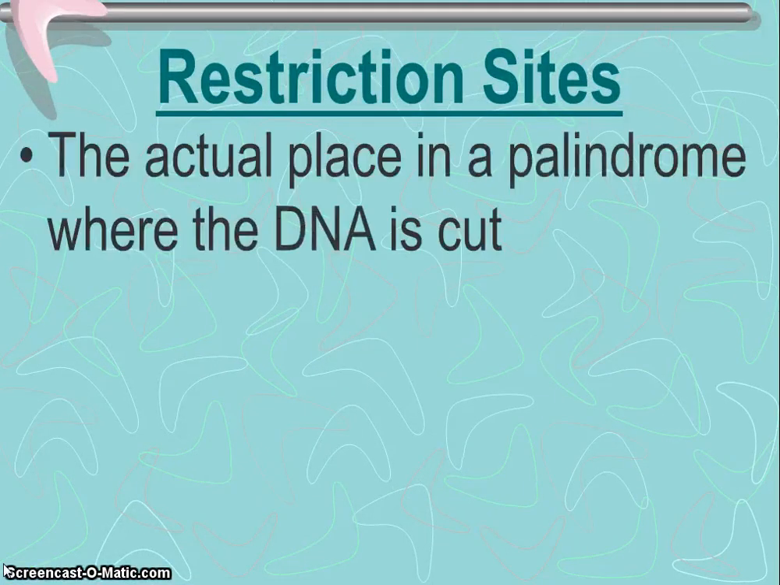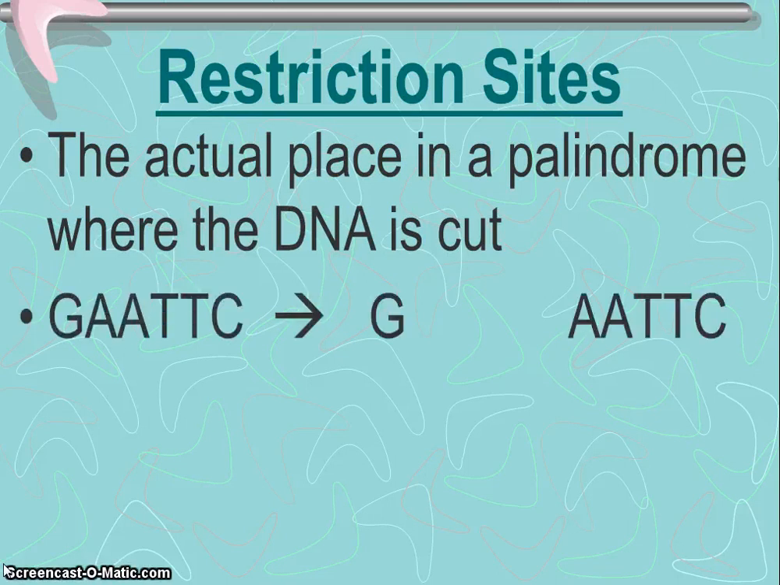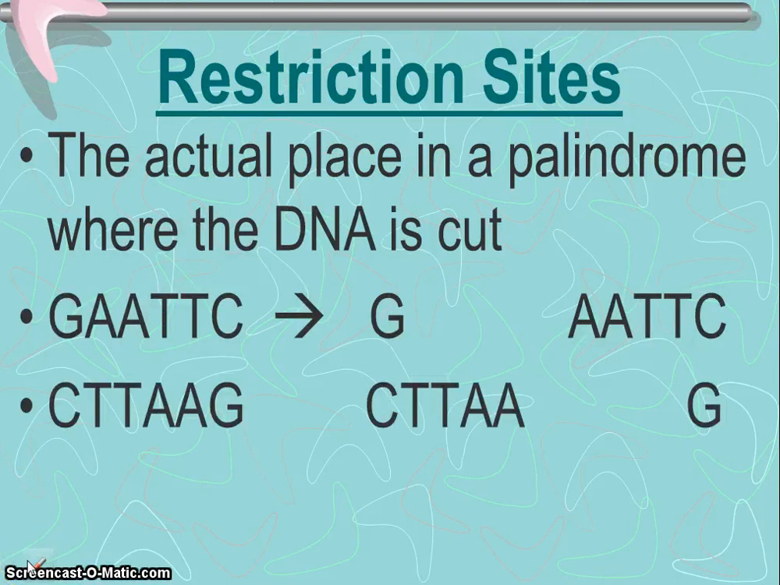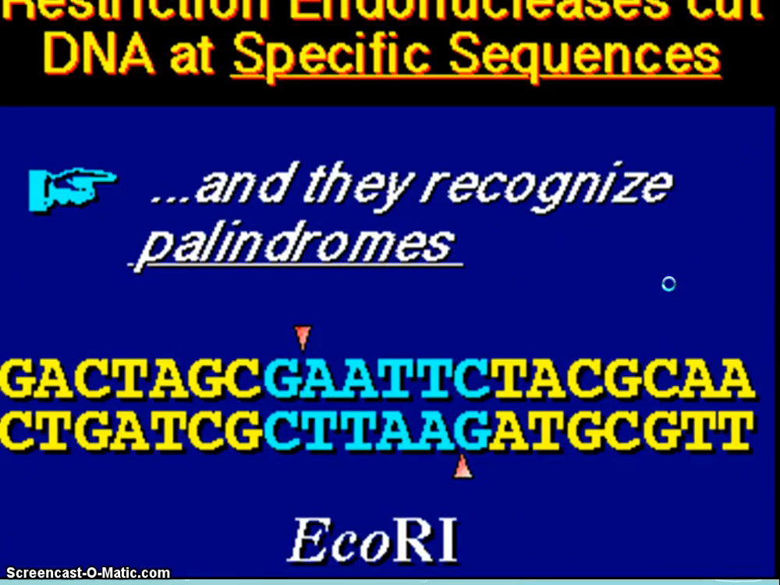So our restriction site is the actual place that the DNA is cut in the palindrome. So for the GAATTC palindrome, it's actually going to cut it between the G and the A. So it makes this cut. So you get this area right here, and this is called the sticky end because they are free bases. Just showing you again how it's cutting.